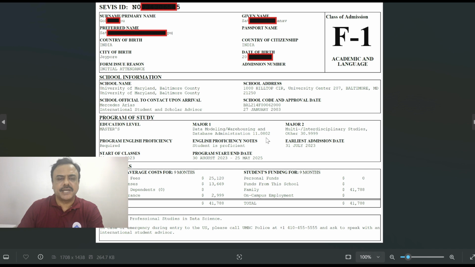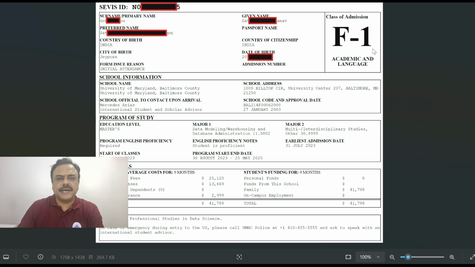Now we reach the end of the form. This is very important service information. Once you have decided on the college that you wish to attend, you will be getting the I-20. Each I-20 has a service ID that is associated with it. You will get that in your I-20 form.